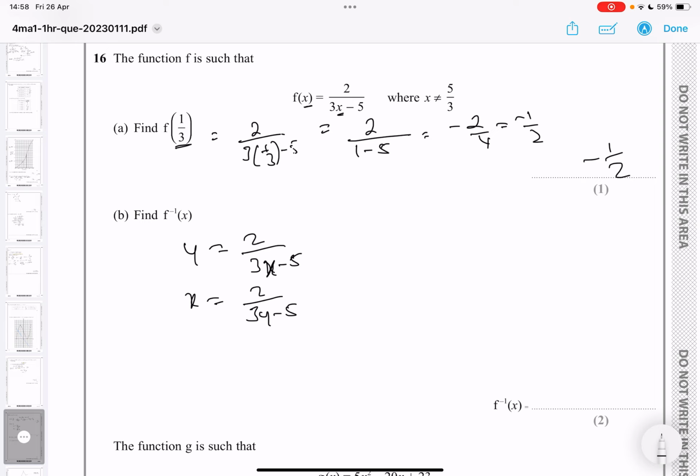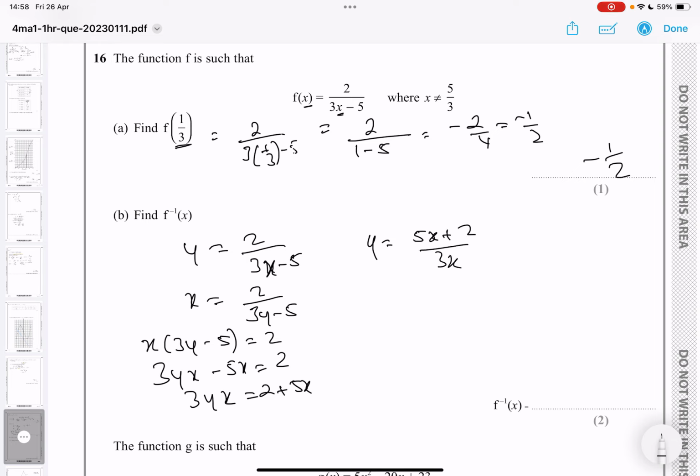Okay, so the 3 steps are: you write the equation, y equals whatever the function is, swap the variables and then make y the subject. So let's make y the subject. If we multiply both sides by 3y minus 5, expand the brackets, and now I'm going to add 5x to both sides, and now I'm going to divide both sides by 3x. So y equals 5x plus 2 divided by 3x, so that's the answer.